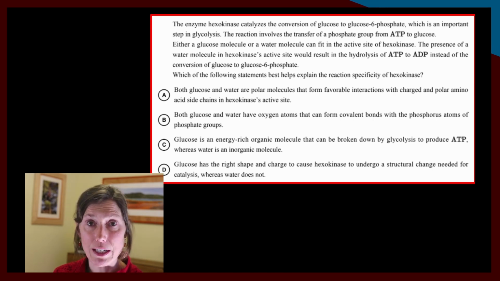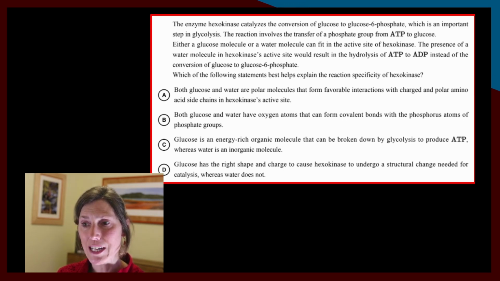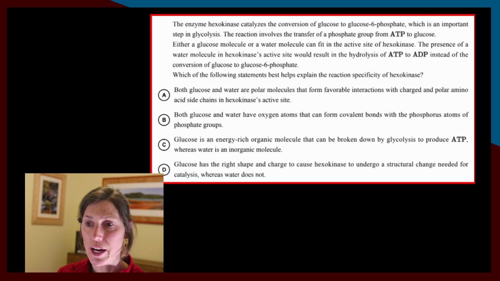I'm going to demonstrate that in a sec using some models. Either a glucose molecule or a water molecule can fit in the active site of hexokinase. The presence of a water molecule in hexokinase's active site would result in the hydrolysis of ATP to ADP instead of the conversion of glucose to glucose 6-phosphate. Which of the following statements best helps explain the reaction specificity of hexokinase?